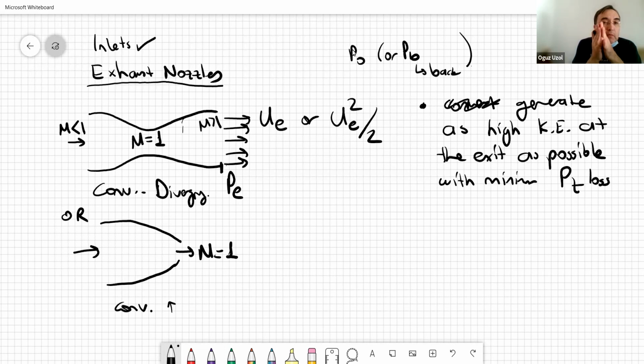But for example, what is the relation between PE and P back or P atmosphere for subsonic flight? They're equal. They are always equal. Why are they always equal? What is the physical mechanism that keeps them equal all the time? If the exit velocity UE is subsonic or ME is subsonic. Because there's no shock wave. Yeah, there's no shock wave, but there is a physical mechanism. Somehow, the exit knows what the back pressure is all the time. So it always keeps it equal to back pressure.